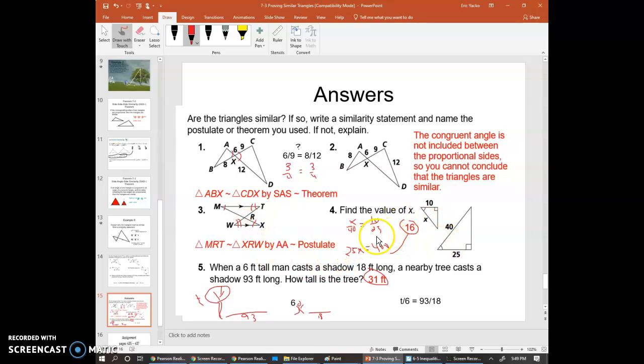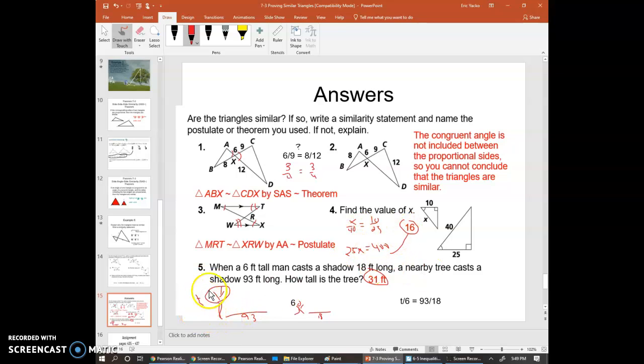Here are the ratios you could write to solve this. Put the hypotenuses over each other, x over 40, and then the base, 10 over 25. Then you would cross multiply. You have 25x equals 400. x is going to be equal to 16.